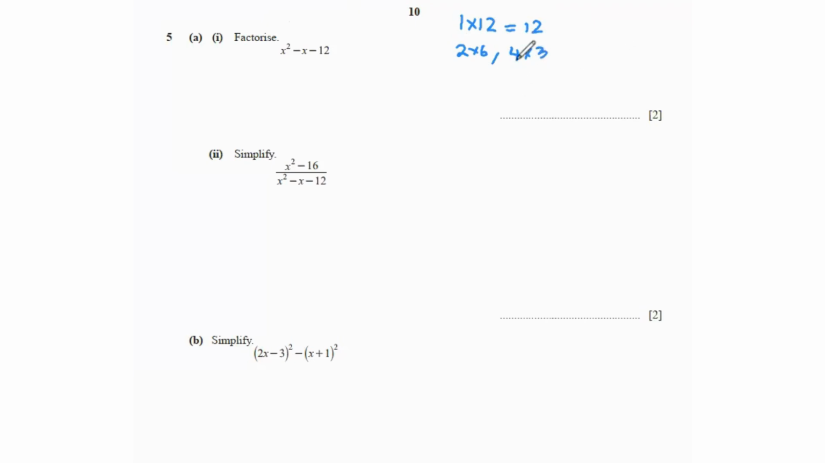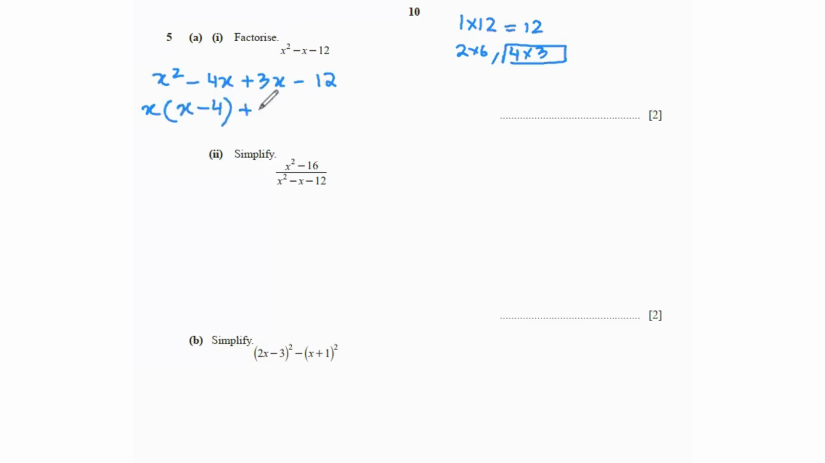So you have to choose that set of factors which when added or subtracted gives us the middle term, which is -1 over here. So that's only possible with 4 and 3. So you replace the negative x with negative 4x plus 3x, and everything else stays as it is. Now you split this equation into two groups, where the first two terms make one group and the last two terms make another group. So in the first two terms, we have x common. So write x brackets x minus 4.